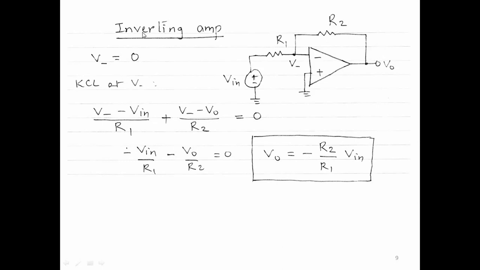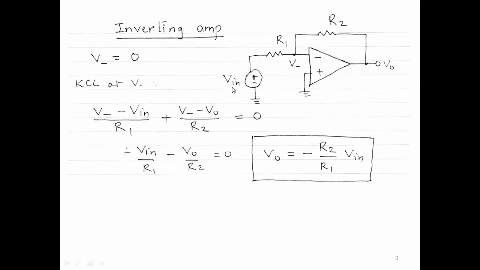It inverts because if you think of a sine wave, which is the most widely used signal in electronics, so V in is a sinusoidal signal, then VO will be negative of the sinusoidal. So when V in is going positive, VO will go negative. So it's kind of inverted across the x-axis. That is why the word inverting is used.